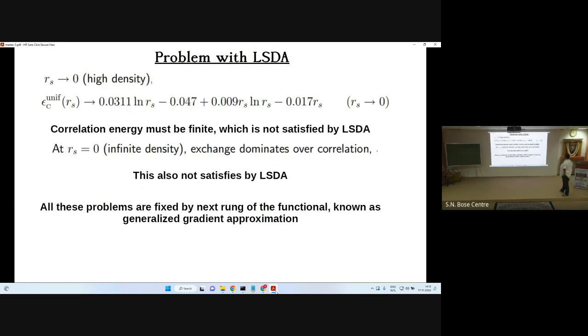So what is the problem with this LDA? There are several problems, like the finite correlation and other things, when you have the high density limit and the low density limit. The problems in the LDA come because of that. There are several problems with LDA that sir has already told you, so there should be further development on this functional. The next functional is the generalized gradient approximation. Okay, so this is the next round of functionals.